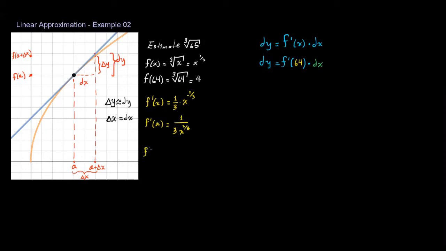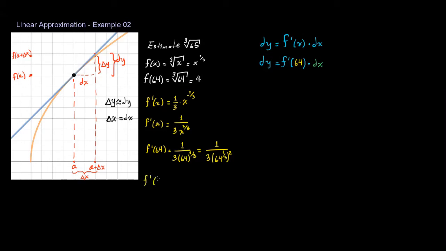Now let's find f prime of 64. This would be equal to 1/3 times 64 raised to the negative 2/3. Now I'm going to use a bit of manipulation with exponents in order to make it easier to solve. This would be the same as saying 64 raised to the 1/3, squared. If you multiply the exponents, you get what you had previously. The 64 raised to the 1/3 is just the cubic root of 64, which we already know is equal to 4.